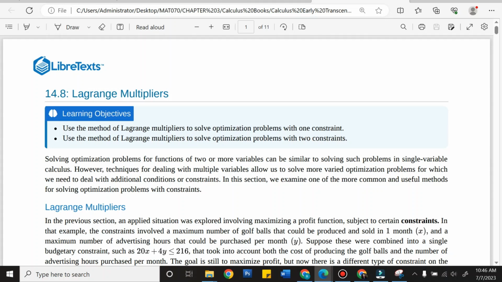In this video, we will be discussing Lagrange multipliers.